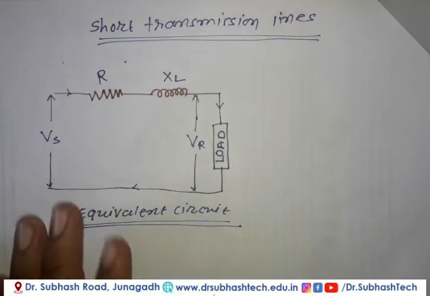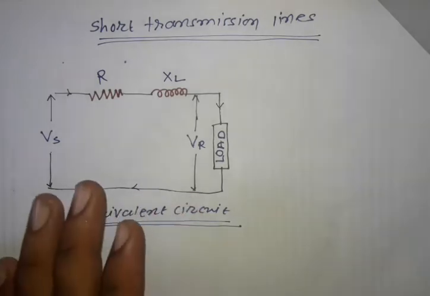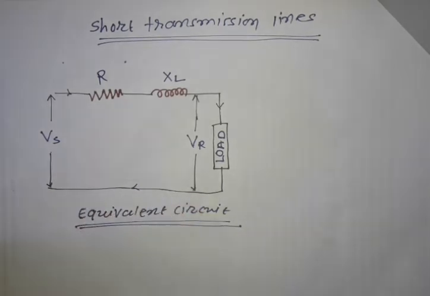Here is our sending end voltage, here is our receiving end voltage, and here are the resistance and reactance of the transmission line. In a short transmission line we know that we do not include capacitance because we neglect it. The value of capacitance in a short transmission line is low, so we neglect it. So here we introduce only the resistance and reactance of the transmission line.